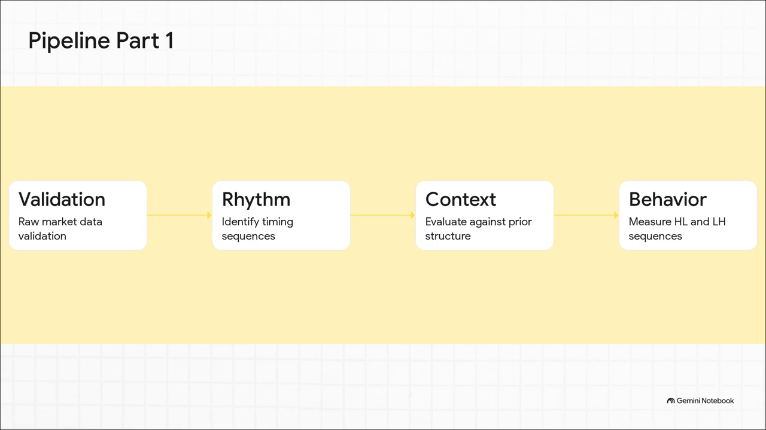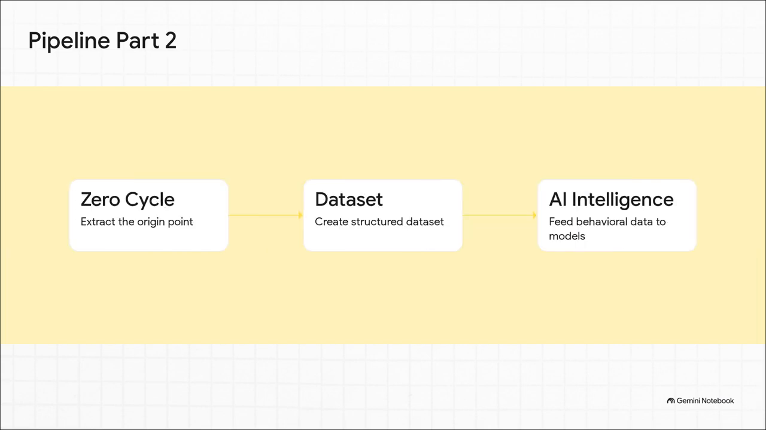This logical flow ensures that before we even attempt to measure behavior, we completely understand the structural rhythm and the context it's occurring in. Building on that context, step 5 is the precise zero-cycle extraction we just talked about, isolating those atomic units of higher lows and lower highs. Step 6 compiles this into a pristine, bias-free dataset. Finally, step 7 feeds this structured, contextualized behavioral data into AI models.